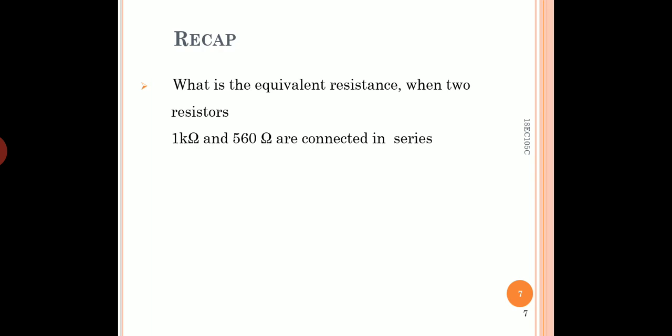Then what is the equivalent resistance when two resistors are connected in series? The value of one resistor is 1 kilo ohm, the other one is 560 ohms. So how much should it be?